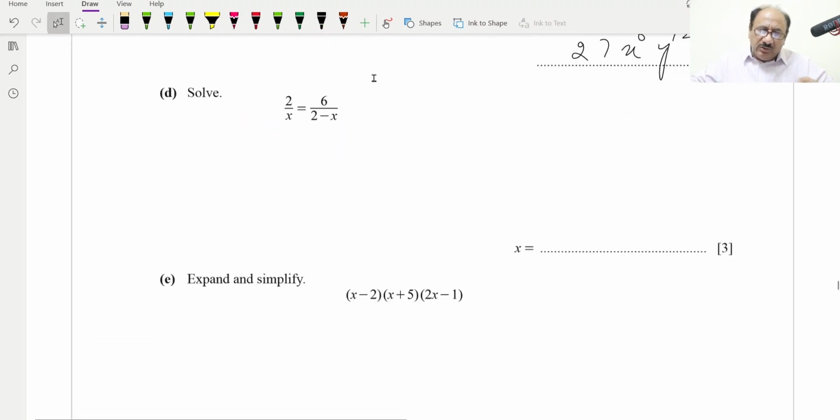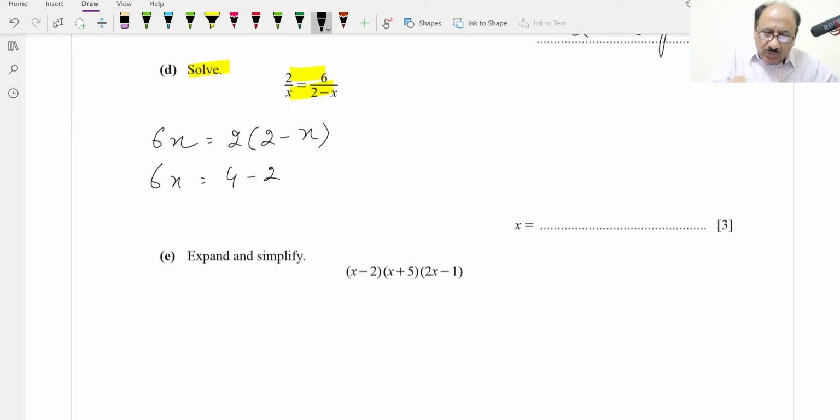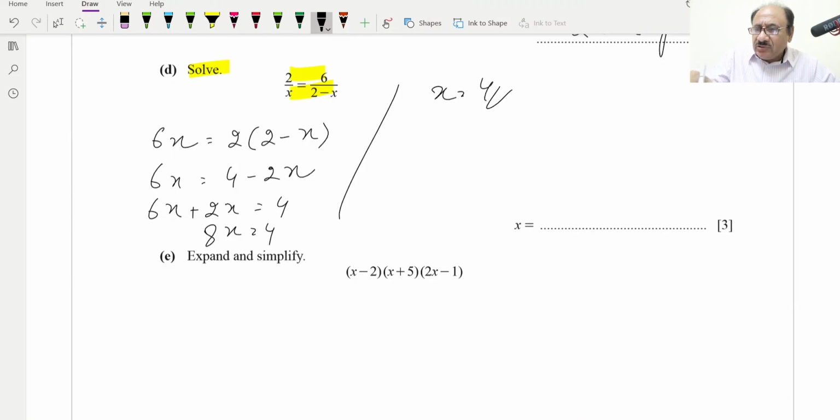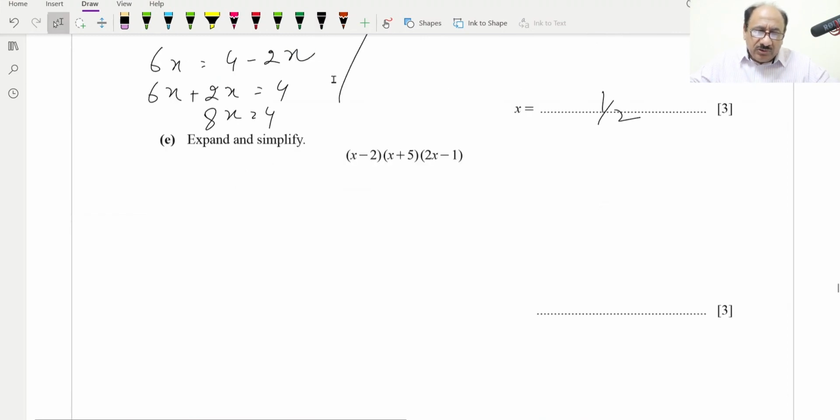Then we have to solve this, and to solve this equation we can cross multiply. 6x is equal to 2 into 2 minus x, and 6x will be equal to 4 minus 2x, and 6x plus 2x is equal to 4. 8x is equal to 4, and this implies x will be equal to 4 over 8, which is equal to 1 by 2. This will be our answer, which is a 3-mark question. Hopefully you understood this question also.